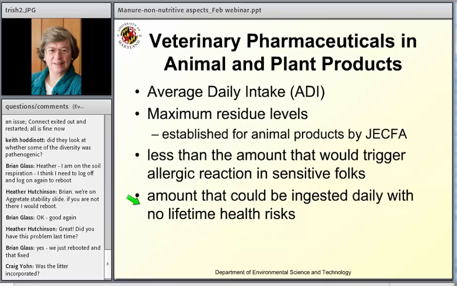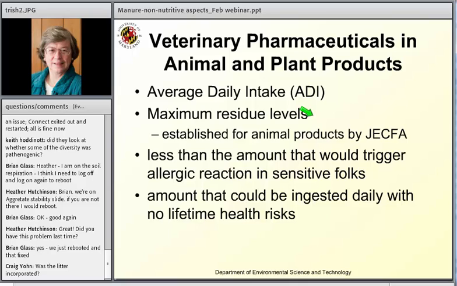Okay? So be aware of the fact that there are two measurements out there used in this literature. One is the average daily intake, and this looks at how much of these materials would be taken in per day at a level where it would cause problems. And then there's another thing called the maximum residue level, and this is the maximum amount of an antibiotic or another food additive that is considered safe. All right, above that, you might be running into issues.